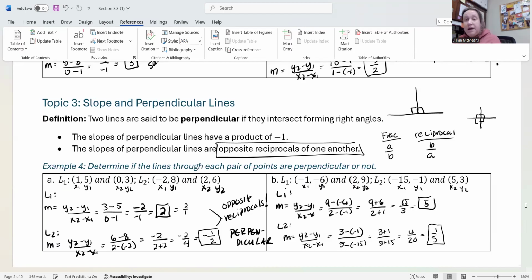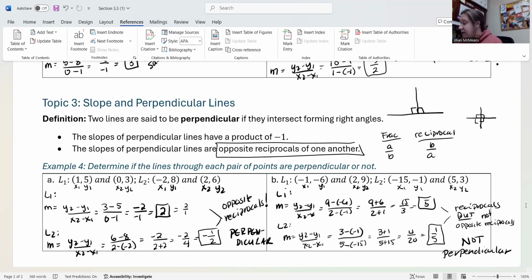Okay, now be really careful here. Yes, we have reciprocals. So these are indeed reciprocals, but they're not opposites. So when you say opposite reciprocals, one has to be positive, one has to be negative, but these are not opposite reciprocals. So we would say these are not perpendicular. Close, definitely have the reciprocal, but if we were to graph these two lines, they would intersect at some point.